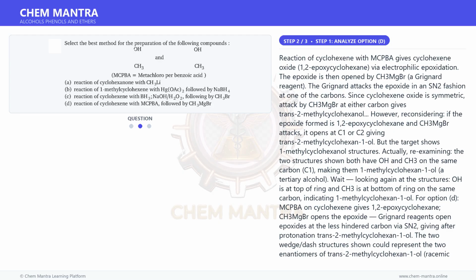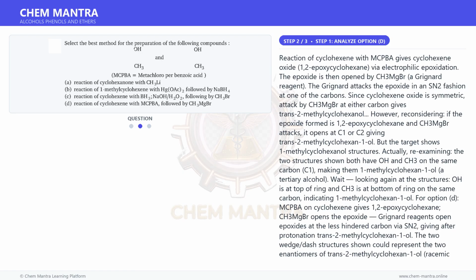Reaction of cyclohexene with mCPBA gives cyclohexene oxide, 1,2-epoxycyclohexane, via electrophilic epoxidation. The epoxide is then opened by CH3MgBr, a Grignard reagent. The Grignard attacks the epoxide in an SN2 fashion at one of the carbons. Since cyclohexene oxide is symmetric, attack by CH3MgBr at either carbon gives trans-2-methylcyclohexanol.